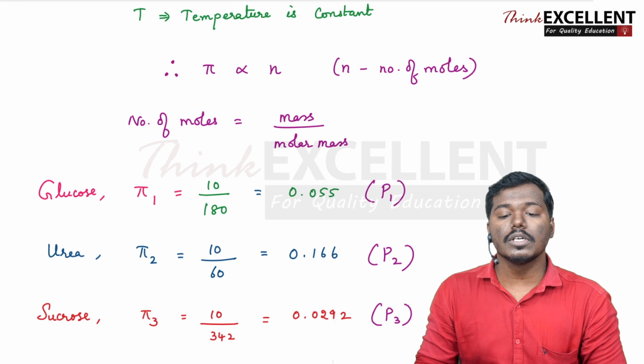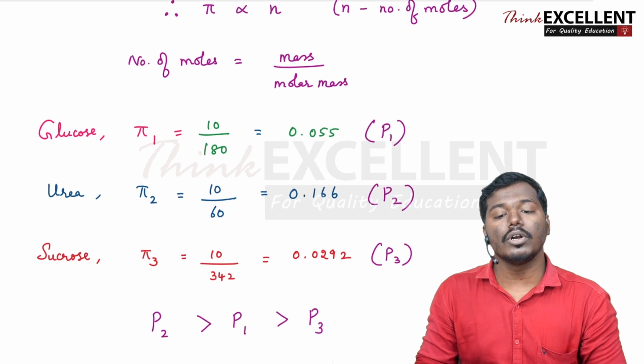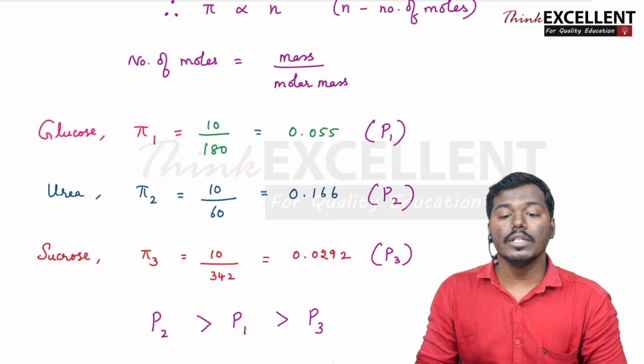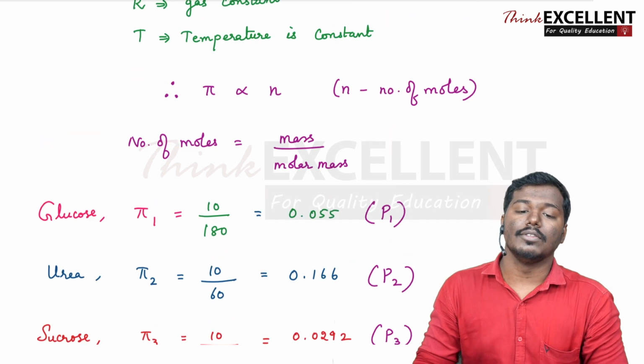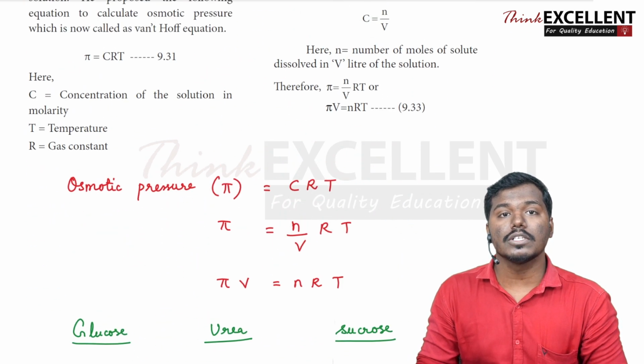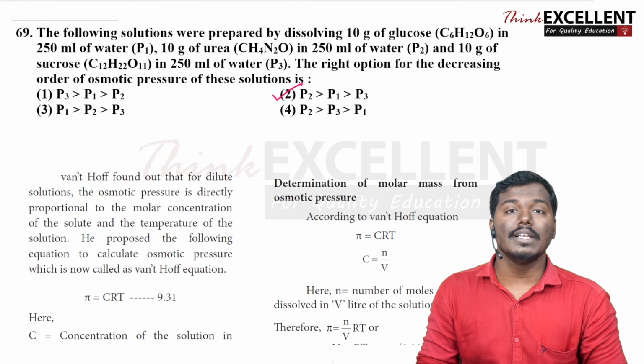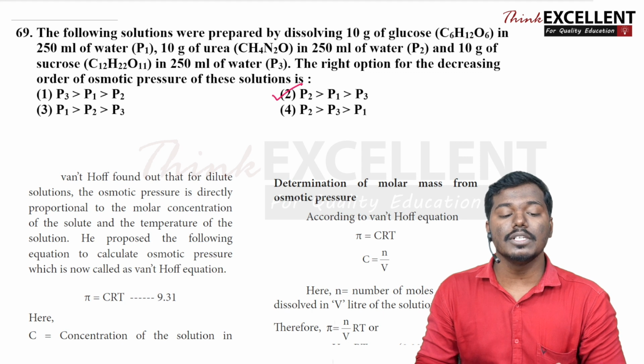So when we calculate for glucose, you get the osmotic pressure 0.055, for urea you get 0.166, and for sucrose you get 0.0292. So when you take them as P1, P2, P3, P2 value is the greatest, followed by P1, followed by P3. So this is how we have to find out the osmotic pressure, how it is decreasing or increasing, using this formula.